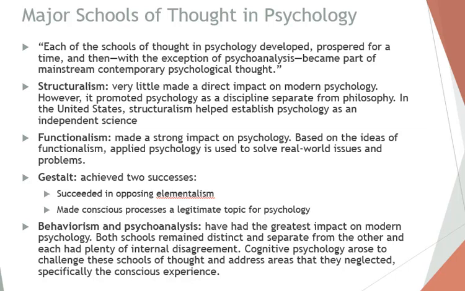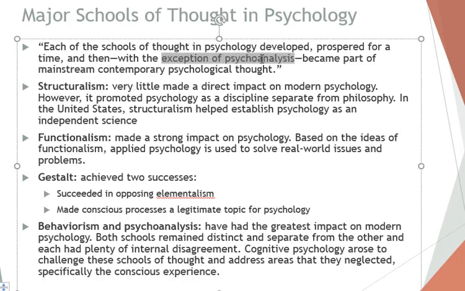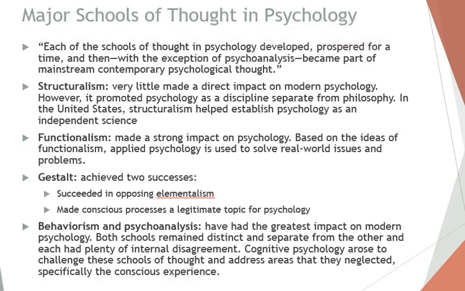Now, of course, we've got the different schools of thought of psychology, and we have looked at all of these throughout this course, and we'll just go over them a little bit. Each of these schools of thought developed, prospered, and then became part of the mainstream contemporary psychological thought. Notice we have, with the exception of psychoanalysis, which has decreased in its influence in modern psychological thought, but the rest of them all build on each other.